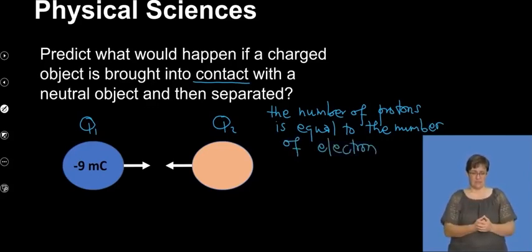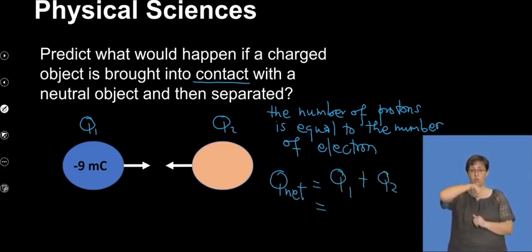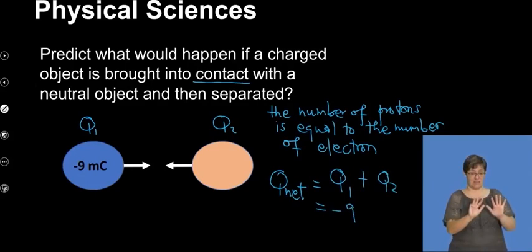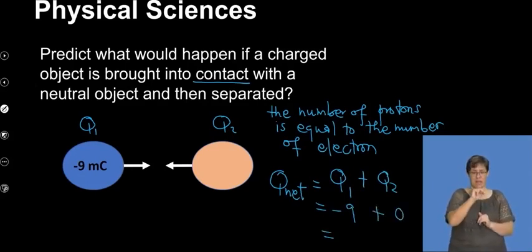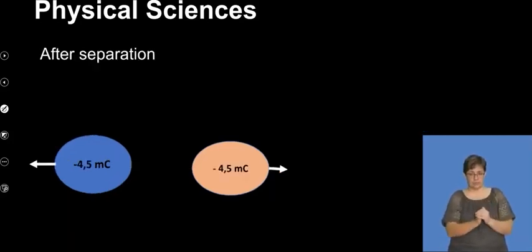Okay, so here the net charge is definitely going to be, just to put it out there, Q net equals Q1 plus Q2, right? So Q1 is negative 9 millicoulombs plus 0. This gives us what? Negative 9 millicoulombs. So that's our Q net, right? So as long as this is a closed system, the net charge is not going to change before or after the physical process has taken place, right? And then after separation, this is what we have, okay?